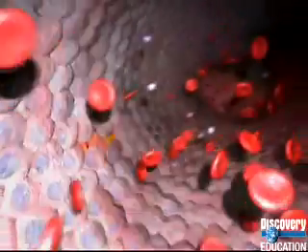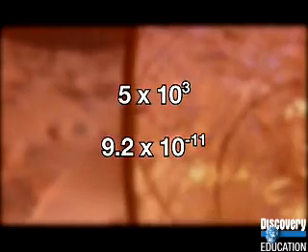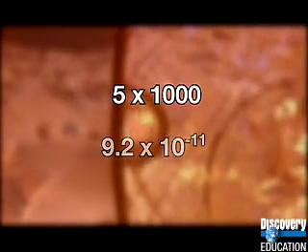Let's go inside the human body. The average adult has about 5 liters of blood, or roughly 5,000 grams. Meanwhile, a single red blood cell's mass is about this number of grams. We can write these numbers in scientific notation. The exponent of 3 means we multiplied 10 times itself 3 times, which is 1,000.